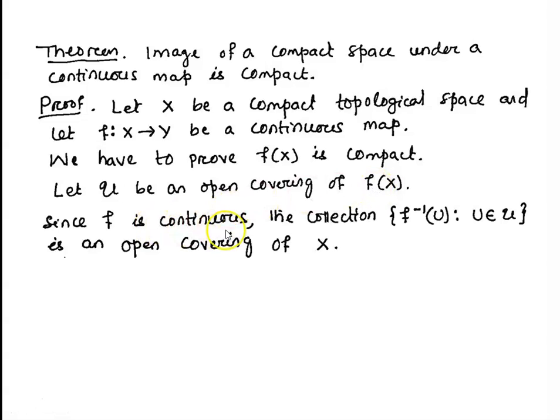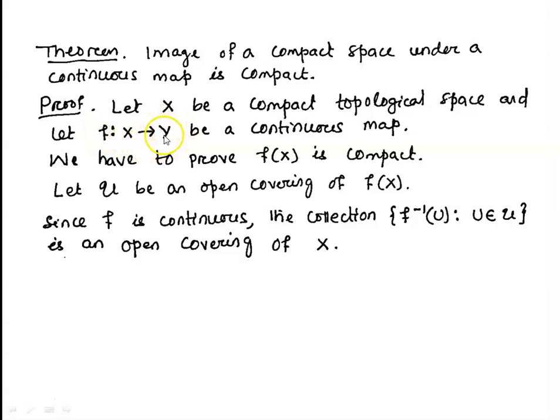Since F is continuous and we know that the inverse image of an open set is open under a continuous mapping, and since the members of this U are open sets, F inverse of members of U are open in X. So since F is continuous, the collection F inverse U, where this U belongs to our collection, is an open covering of X.